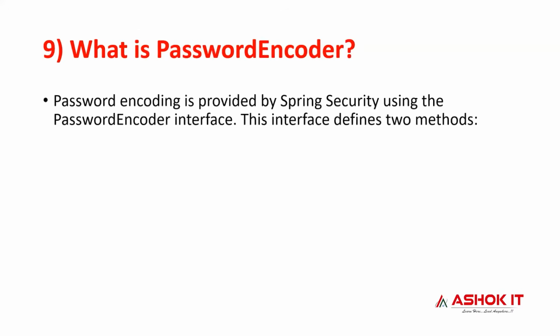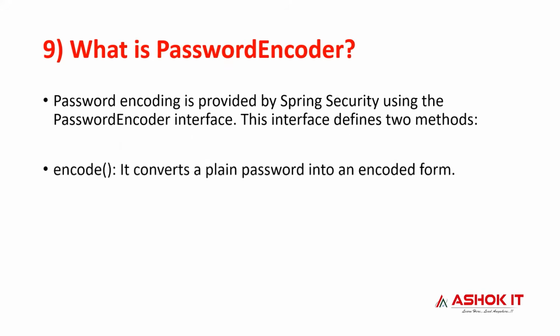Question number 9. What is password encoder? Password encoder is actually an interface, given by Spring Security. It has two simple methods. One is encode. At the time of registering the user, they will give plain text as a password, that is passed to the encode method. The encode method will convert it into unreadable format and store it in the database.